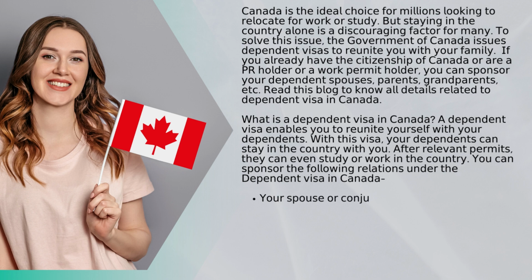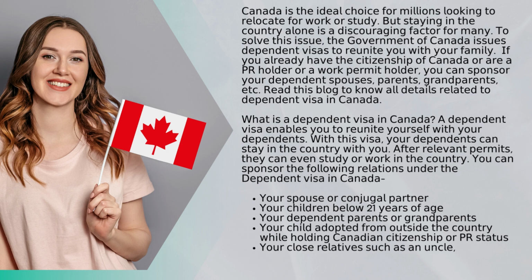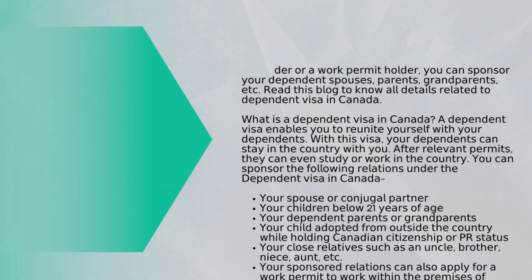Your spouse or conjugal partner. Your children below 21 years of age. Your dependent parents or grandparents. Your child adopted from outside the country while holding Canadian citizenship or PR status. Your close relatives such as an uncle, brother, niece, aunt, etc. Your sponsored relations can also apply for a work permit to work within the premises of Canada.